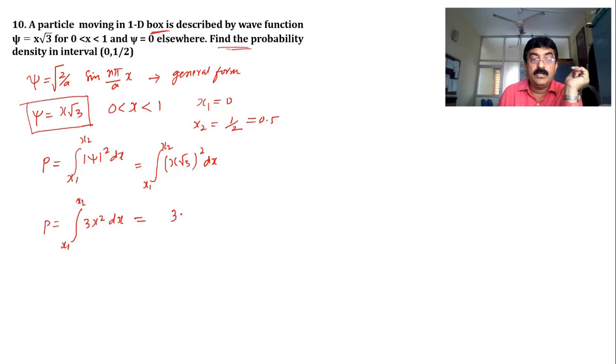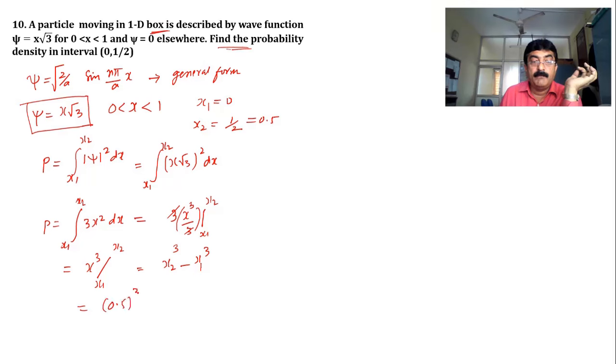It is 3 into the integral of x square, which is x cube divided by 3, between the limits x1 and x2. Okay, so this is the integration of x square. Now cancel 3 and 3. We have x cube between x1 and x2, that is x2 cube minus x1 cube, that is 0.5 cube minus 0 cube. 0.5 cube is 0.125, minus 0, it is nothing but 0.125. How much is that?